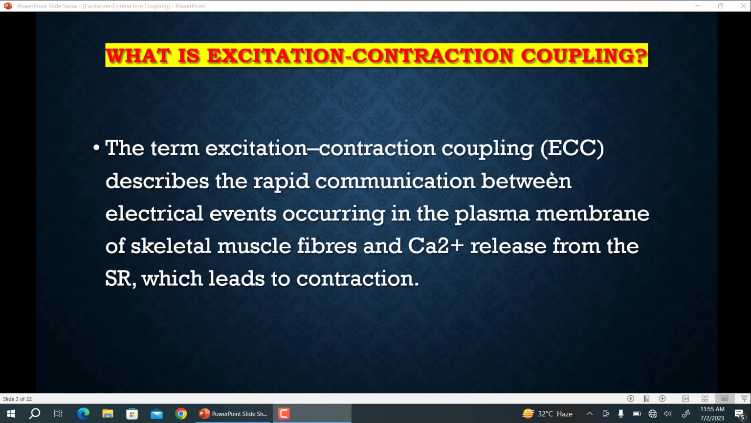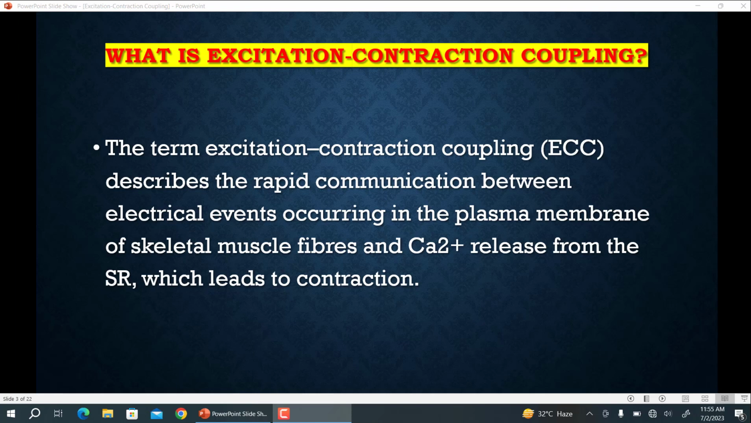to contraction. It means that two different events by two different structures share their effect at one common point and produce a different action. The structures are the neuron and the muscle fiber. The events are the action potential and depolarization of the muscle cell or muscle fiber membrane, and the common point is the neuromuscular junction, and the output is contraction of the muscle fiber.